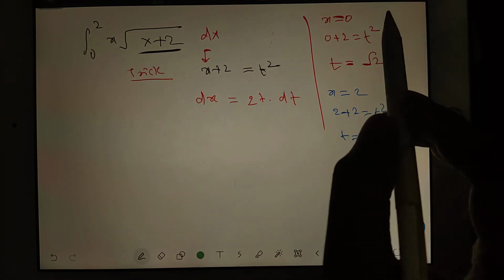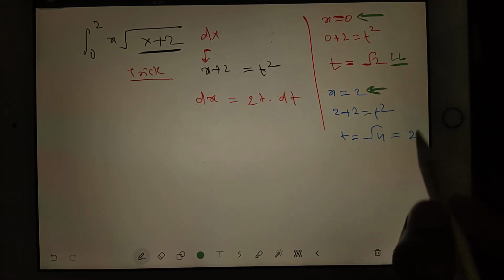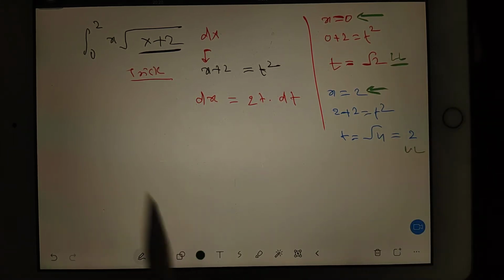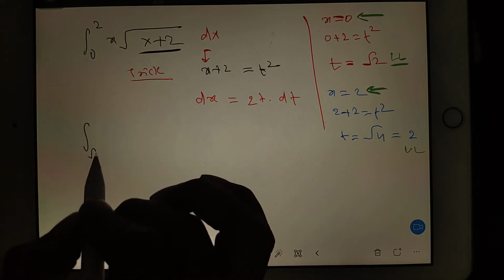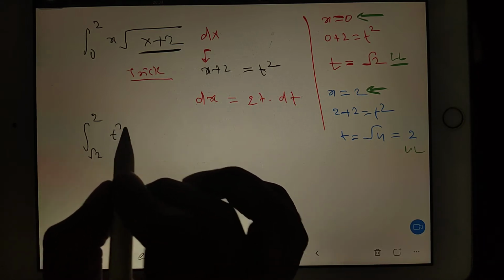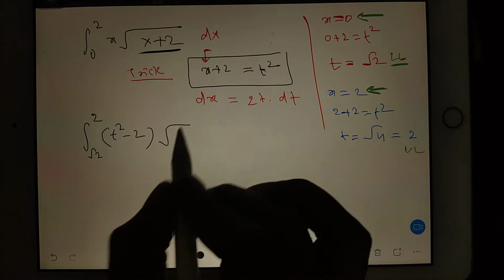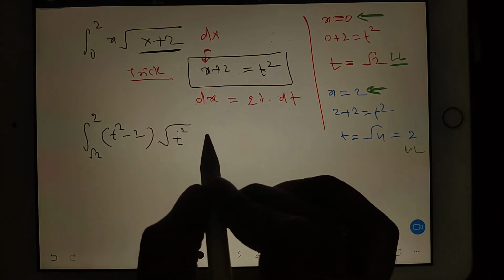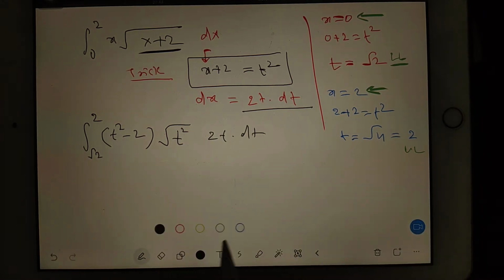Okay. So for this lower limit, I got my lower limit, and for this upper limit, I got my upper limit. And then we can replace this as root 2 to 2, and the x value we are going to put as t square minus 2 from this equation, and under root this value I am going to put t square. Okay, and the dx value I am going to put 2t dt. Now you can see we have avoided so many lengthy steps.